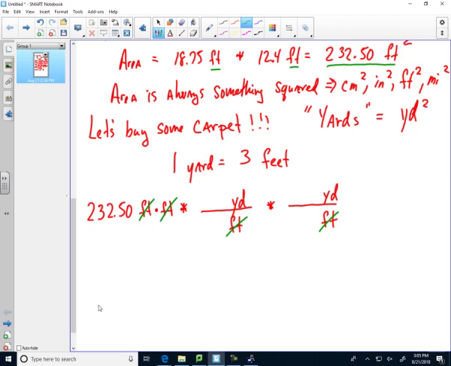Okay? Now watch this. Now that I did that, one of these is 3 of those, and one of these is 3 of those. Yards times yards on top is yards squared, or square yards. Now, doesn't this tell me what math I have to do? I've got to take 232 and divide it by 3 times 3, which is 9. Okay? So let's do that, and then I'll show you why this works.